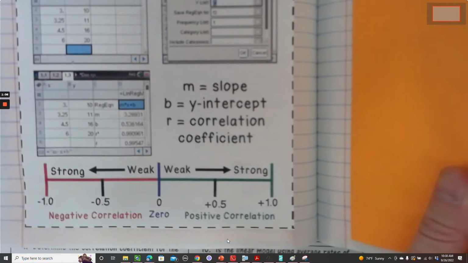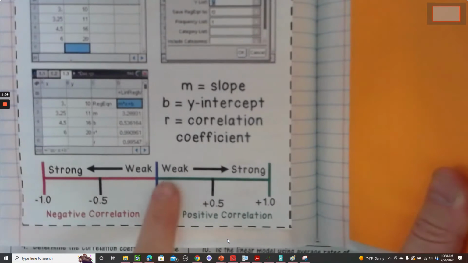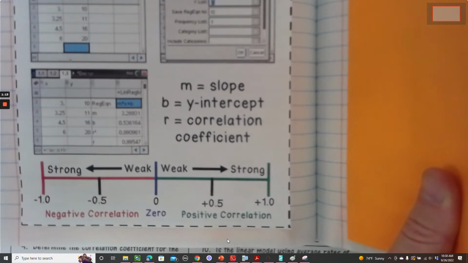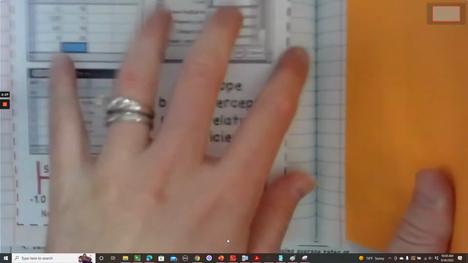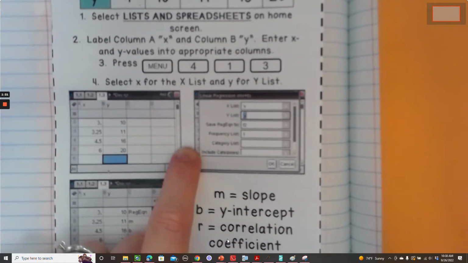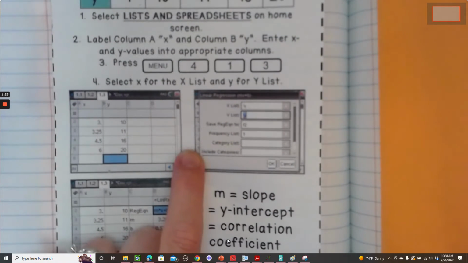It's really strong. It's pretty darn straight. A 0 is, it looks like you took a bag of marbles and you threw it on the floor. It doesn't make sense. It doesn't even look like a straight line. Your calculator, this page, shows you how to make your calculator calculate this for you. You do not want to do this by hand. Okay?